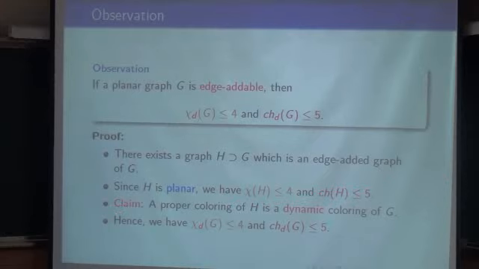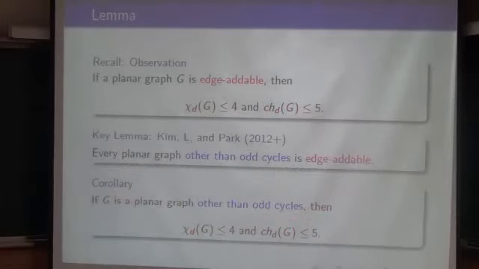And by the previous claim, a proper coloring of H is a dynamic coloring of G, which gives us that the dynamic chromatic number of G is at most 4, and the dynamic choice number of G is at most 5, right? So we can translate the chromatic number and choice number of H to the dynamic chromatic number and dynamic choice number of G. Okay. With this observation, we will show the following key lemma. Every planar graph other than odd cycles is edge-addable. So we need to show this key lemma.